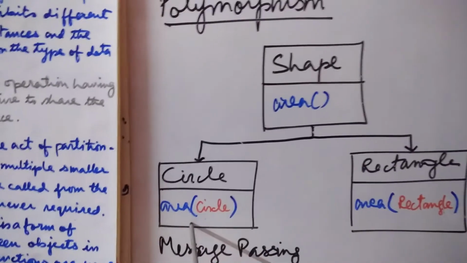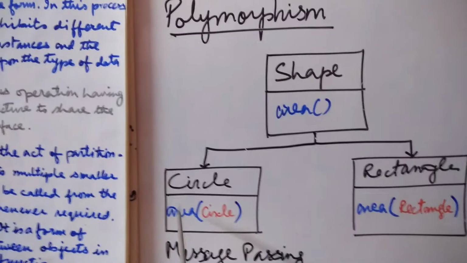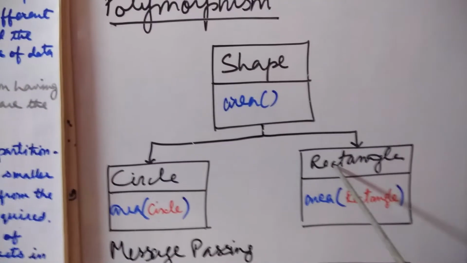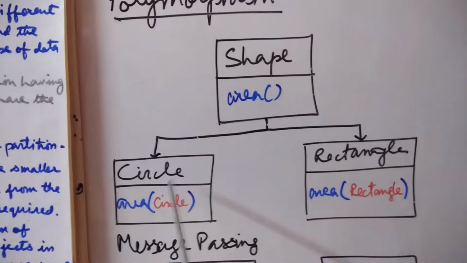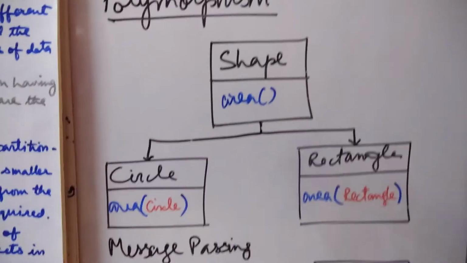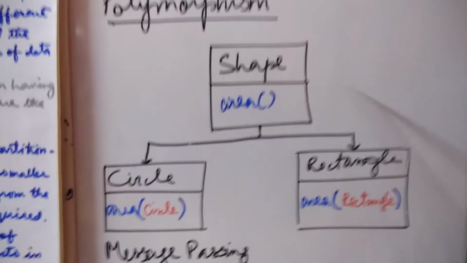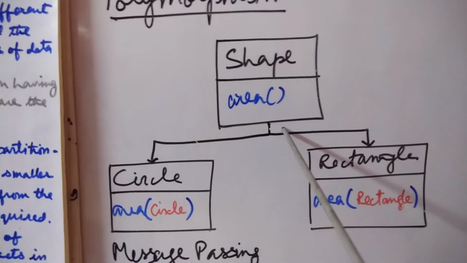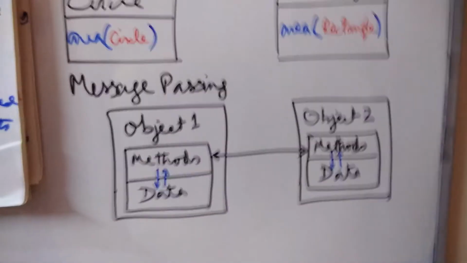Now here what happened? The area of a circle will certainly not be the same as the area of a rectangle. So internally the area of these two shapes will be different, but externally both as a shape have a particular area. Now let us come to the last point, that is message passing.